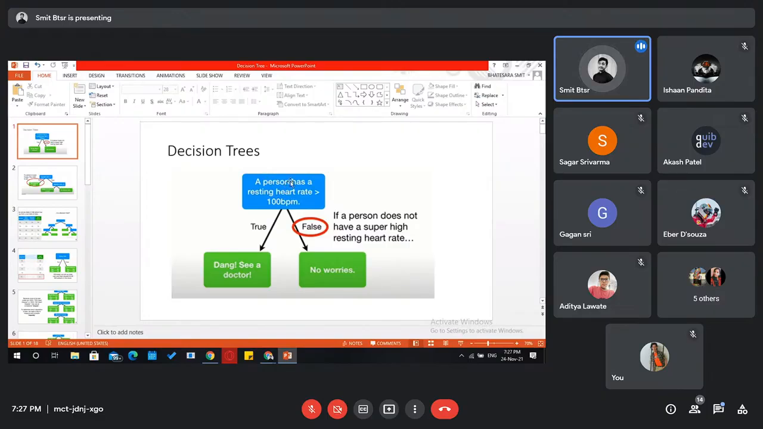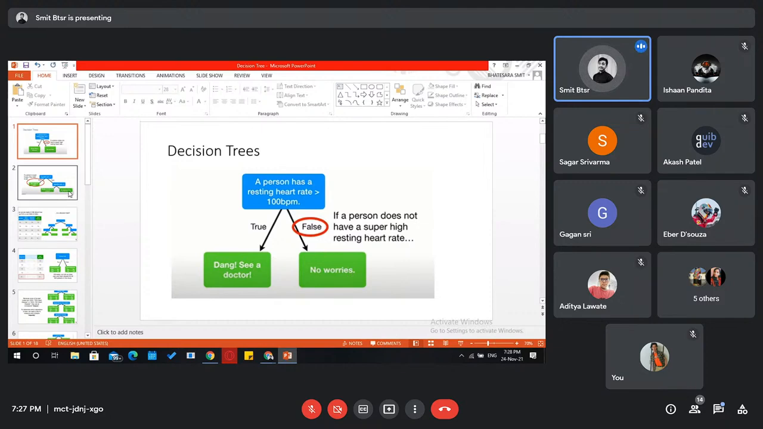Just for an example, a person has a resting heart rate greater than 100. So is the heart rate greater than 100? There can be only two possible answers, true or false. If it is greater than 100, then true, else false. If it is greater than 100, then some patients might need a doctor, or if it is not, then no worries. So this is how we make decisions, and this is just a simple representation. Here is the question, you can see my cursor, and two possible answers.